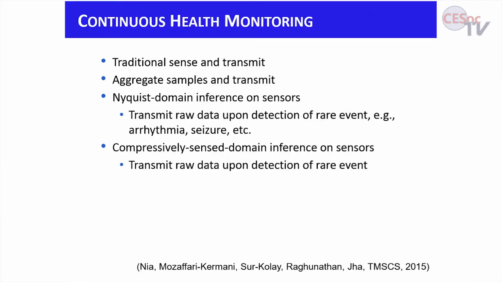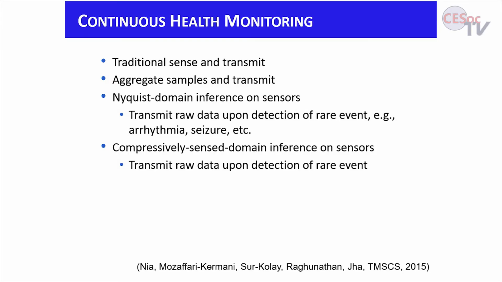Most of the IoT sensors are just sense and transmit. Analog signal is sensed, converted to digital, and then you just transmit. You could aggregate the samples and then transmit. So you have to energize the transmitter less often, and you can save some energy even though you're still sending the same amount of data.